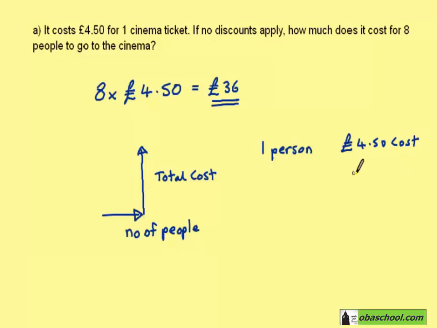So it's directly proportional. If we increase the number of people, we increase the cost by the same amount for each person. This is the classic direct proportion situation. Both things that can vary increase, and they increase by the same amount each time.